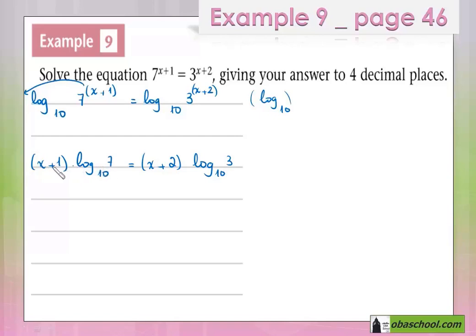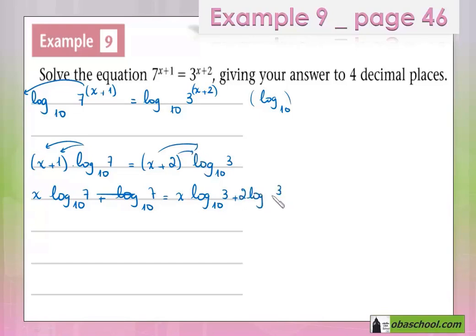This is basically how it's going to be. Now we have to expand the x and the plus 1 into log 7 with base 10, and this is how it's going to look. Also expand the plus 2, so we have x log 3 with base 10 and also plus 2 log 3. And this is done for expanding.